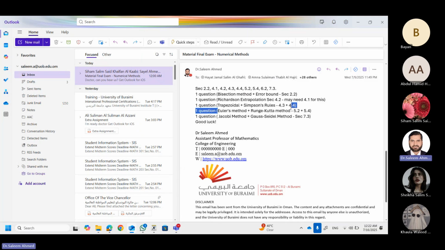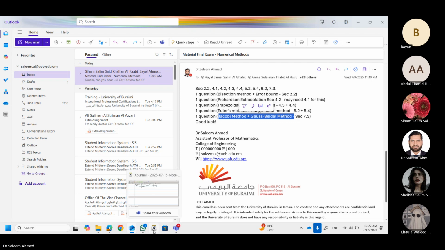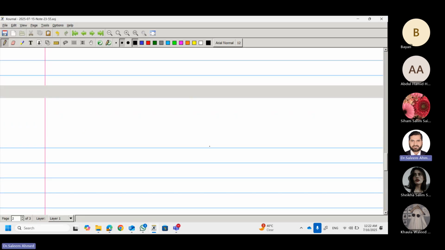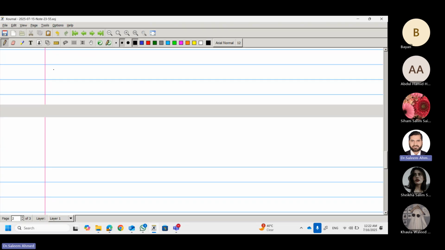Euler and Runge-Kutta. We did the Euler method, the modified Euler method, and the Runge-Kutta method. So I just picked 2 of them from there, and Jacobi's and Gauss-Seidel method in 7.3. See, if formulas will be given to you, I don't think it's a big deal.